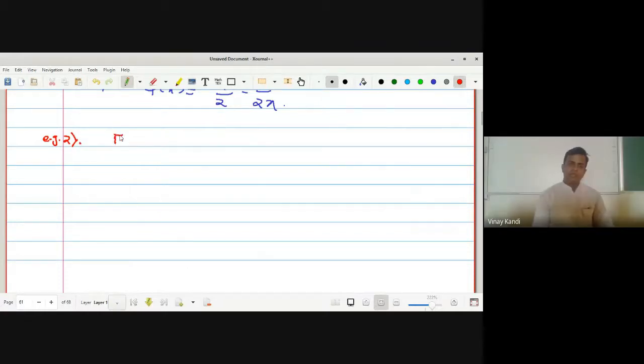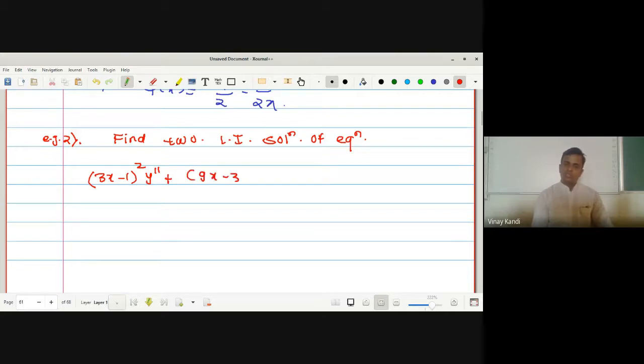Find two linearly independent solutions of the equation 3x minus 1 bracket square y double dash plus 9x minus 3 into y dash minus 9y is equal to 0. Find the two linearly independent solutions. You only have to find phi. You have solved this in BSc.